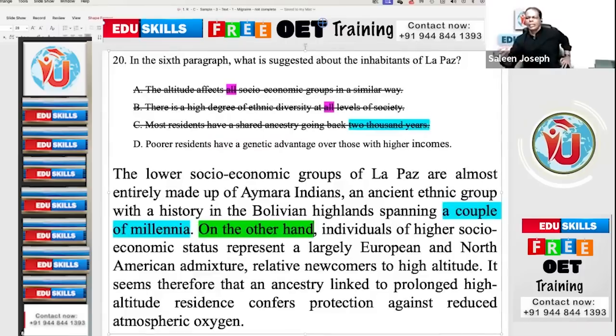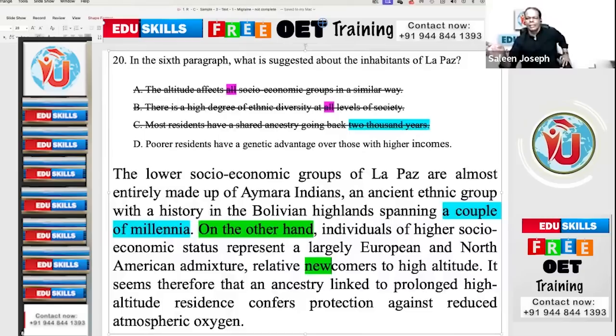On the other hand, individuals of higher socioeconomic status represent a largely European and North American admixture, relative newcomers to high altitude. And the newcomers, there is a scale, new. Newcomers to high altitude. Okay, higher socioeconomic status means rich people are the newcomers. They have no ancestry. They are not there from millennia. The rich people are the newcomers. They have no ancestry over there.